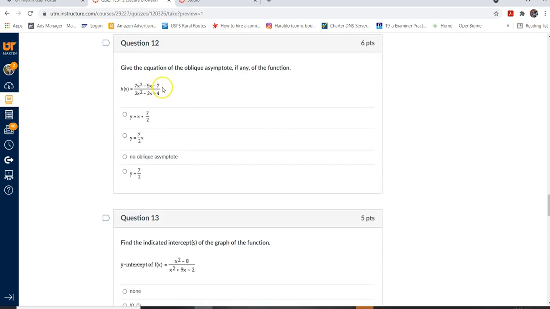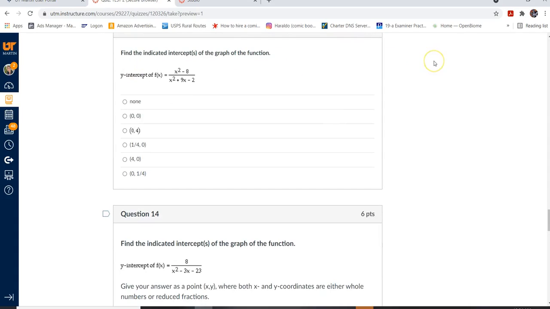All right, there is no oblique asymptote for this one. You only have an oblique asymptote if the degree of the numerator is one more than the degree of the denominator. The degree of the numerator here is the same as the degree of the denominator. So there's no oblique asymptote.